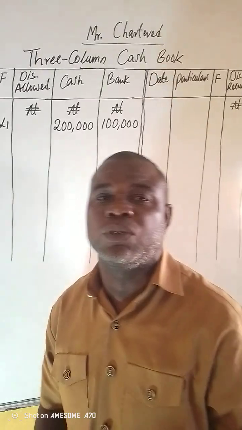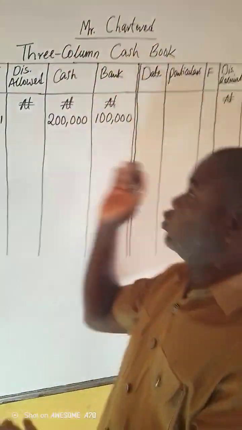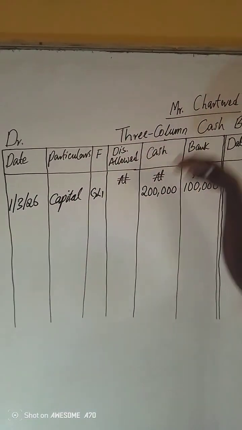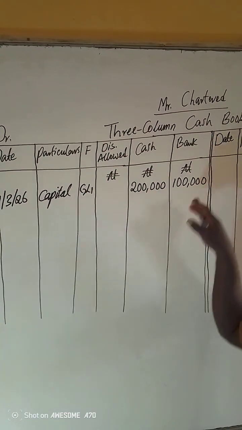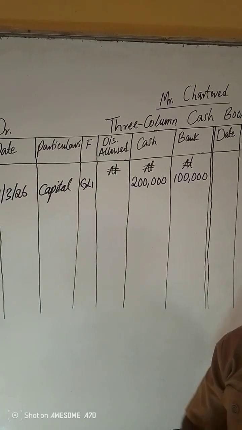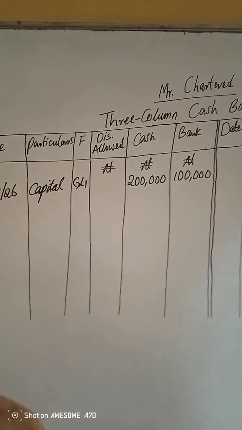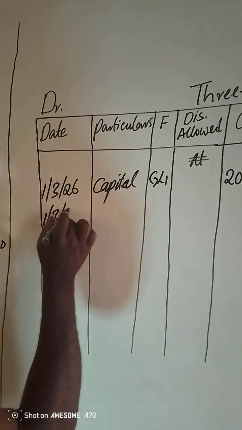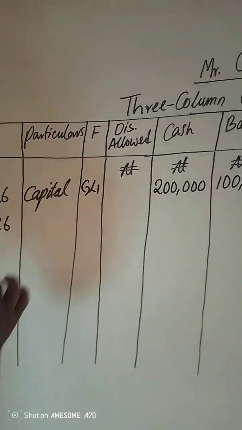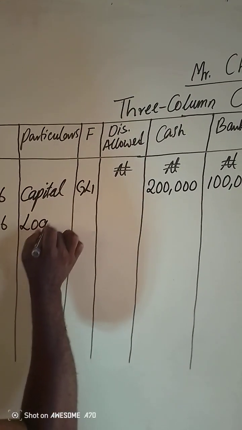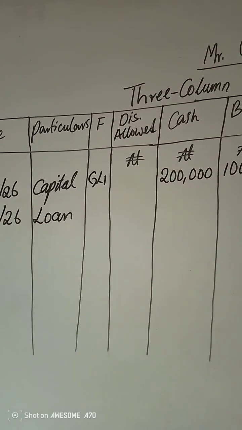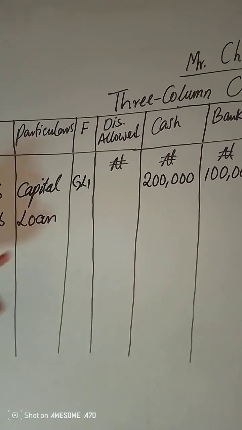Mind you, don't forget the principle of cash book, that all money that comes into the business is debited. And that is why cash was debited with capital, because money comes to the business by way of cash and by way of bank. Now money is coming to the business by way of loan that was taken from the bank. So here on the same date, which is 1st of March 26, the business takes a loan. If you want, you can put bank loan, but all we know is that what the business is taking is a loan. That is, the business is receiving money by way of loan.